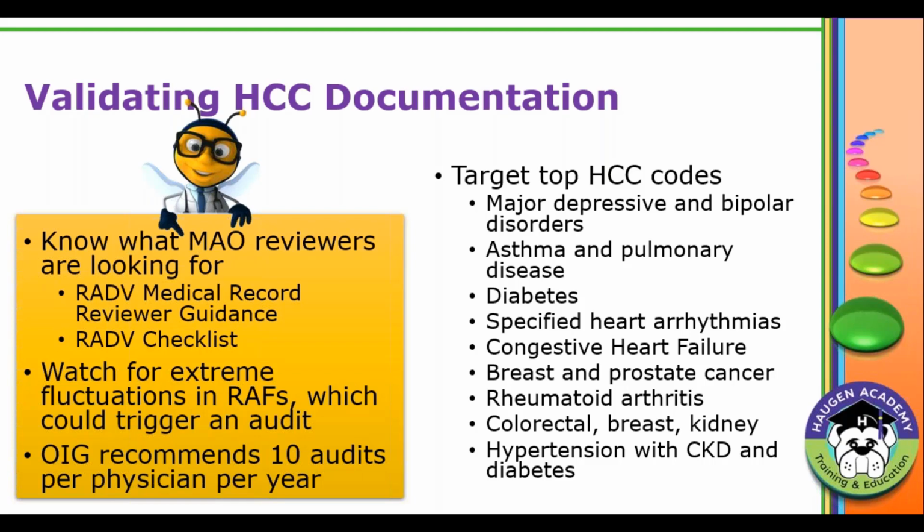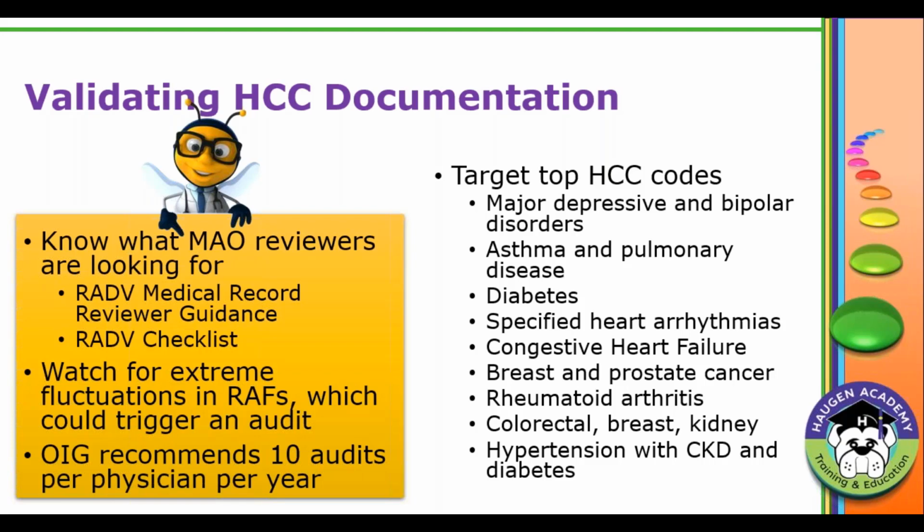MAO is Medicare Advantage Organization, and they will be pulling records and doing audits on either randomly or anything that is falling out and looks like a red flag. So if you had a sudden jump in the patient's risk score, they're probably going to pull that and look at it and double check. So watch for extreme fluctuations in your risk adjustment factors, and those could potentially trigger an audit.